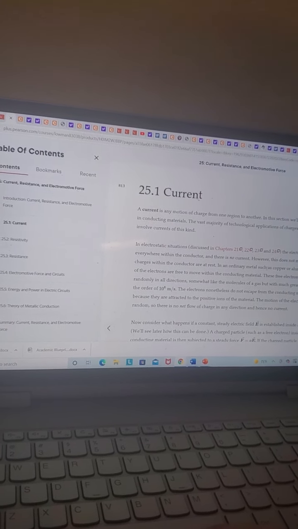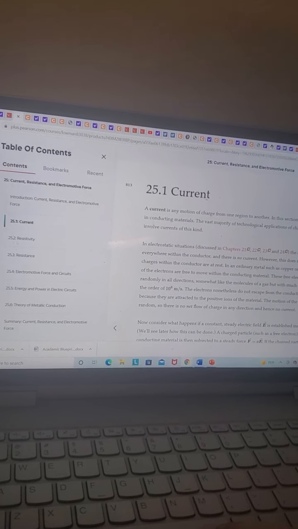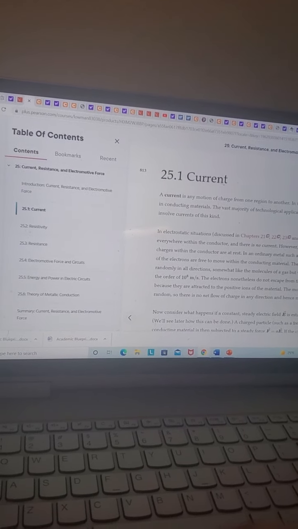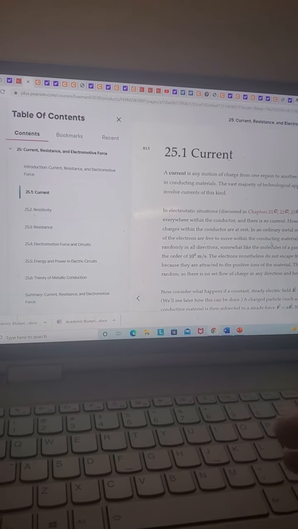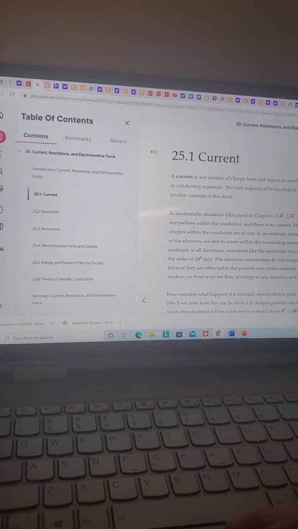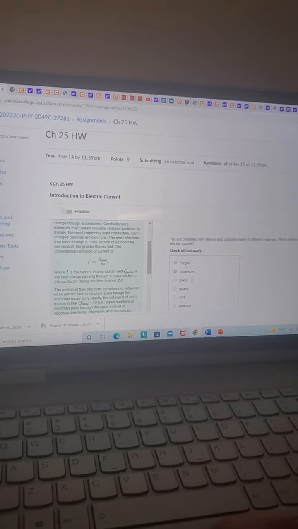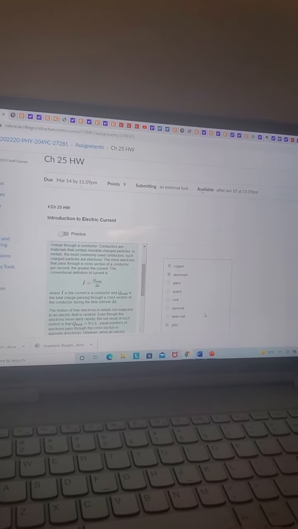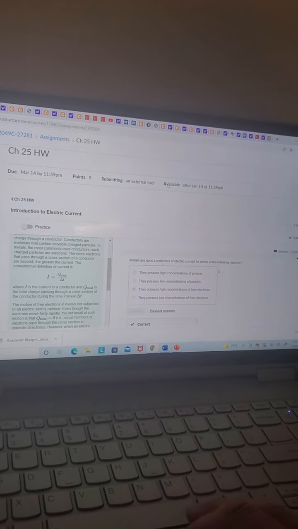In an ordinary metal such as copper or aluminum, some of the electrons are free to move within the conducting material. So metals are materials that have higher concentrations of free electrons, so metals are going to make for our best conductors. Therefore I selected copper, aluminum, and gold because those are the only metals in this list. So that's Part A.